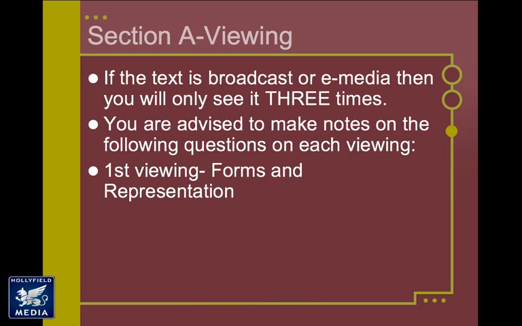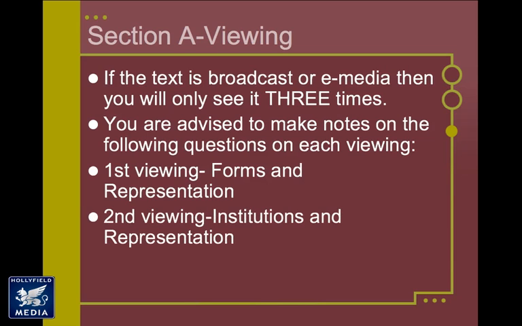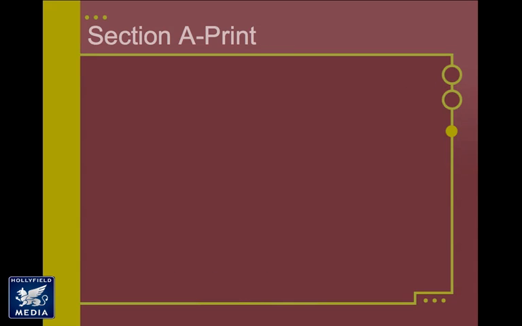Your first viewing, I would make notes on the forms and representations you notice. The second viewing, I would make notes on the institution and representation. This is to answer those questions. So obviously read the questions first before making notes. On the third viewing, I'd make notes on audiences and anything else you've spotted in that third viewing, okay?